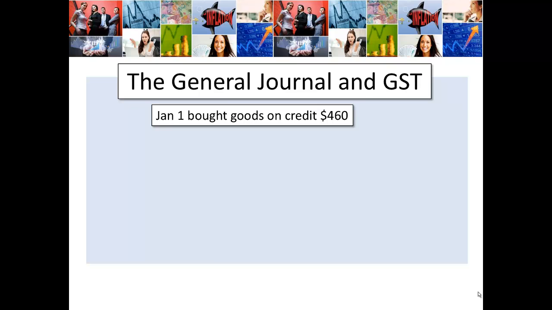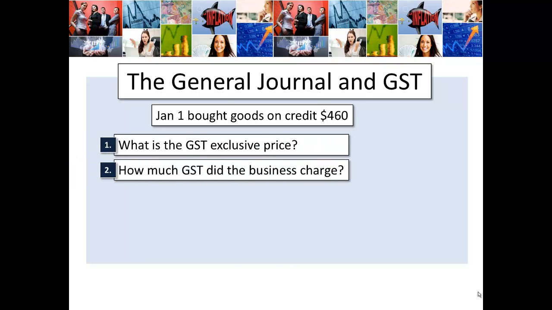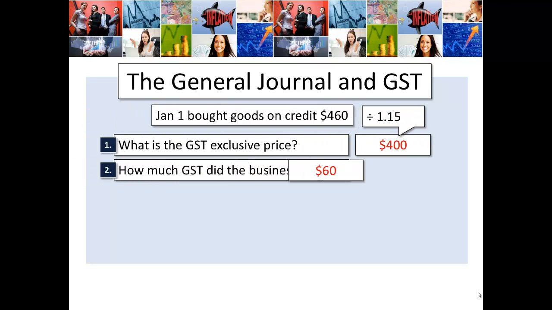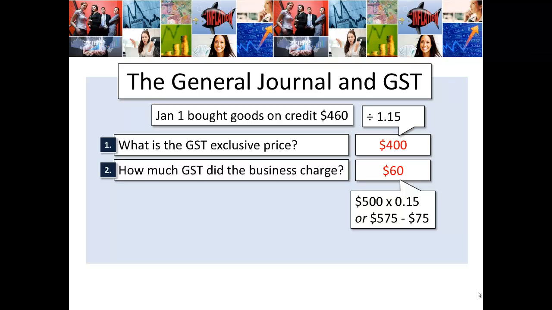Bought goods on credit for $460. GST exclusive price, how much GST did the business charge? The two questions that start us off. Right, if we divide 460 by that magical figure, 1.15, we end up with $400. That means $60 GST must be charged on that item.